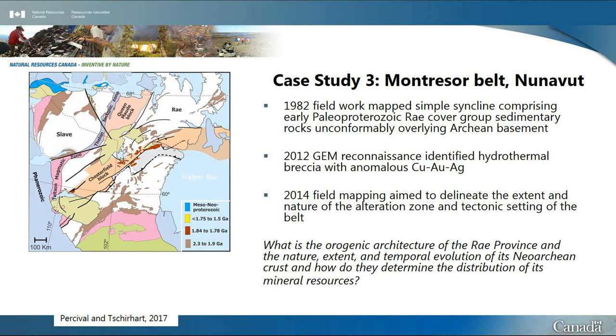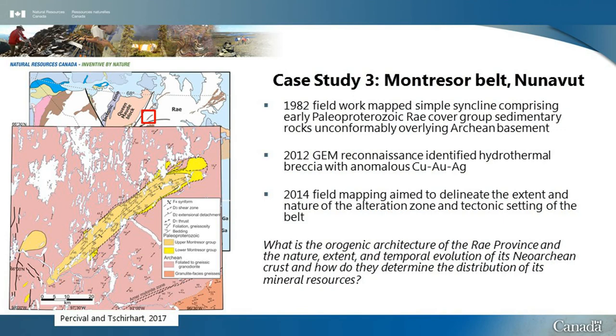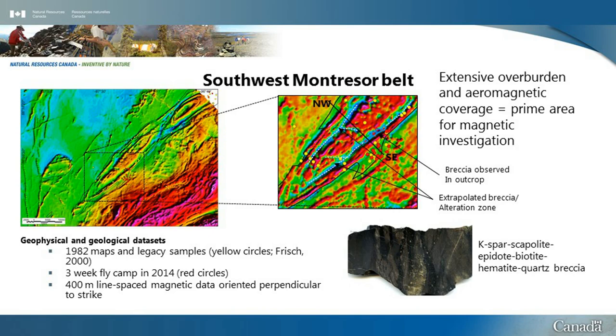This belt is a lot further away than the other supracrustal belts, and it was further away from the Trans-Hudson, so we wanted to see if that could tell us something about what was going on. So this is the geological map of the Montresor Belt, the Archean basement, and the Paleoproterozoic cover. The Southwest Montresor Belt is a really pretty geophysical anomaly. It's concentric ovals, and the hydrothermal breccia is a mag low that can be traced. There are intersecting faults.